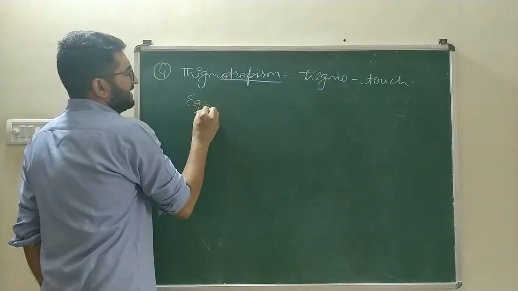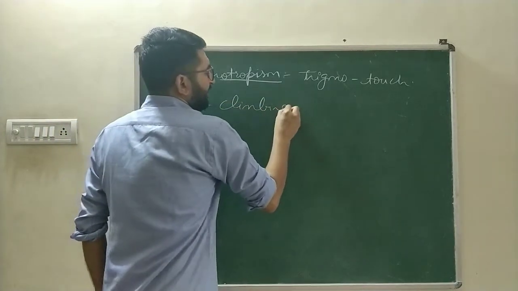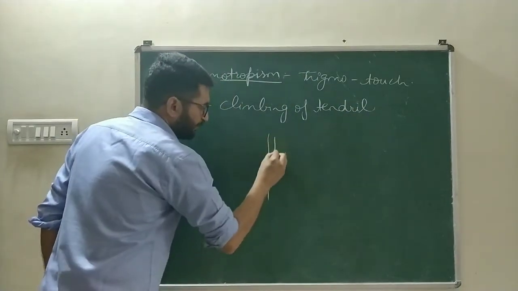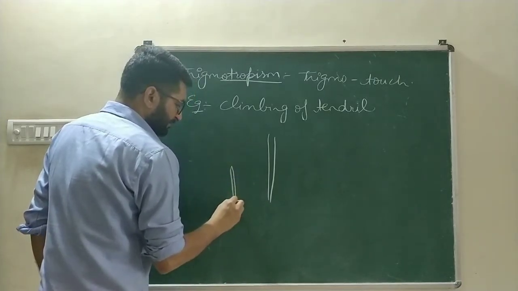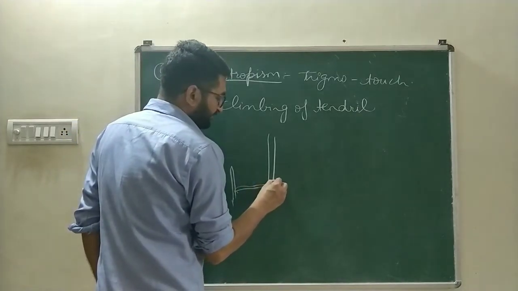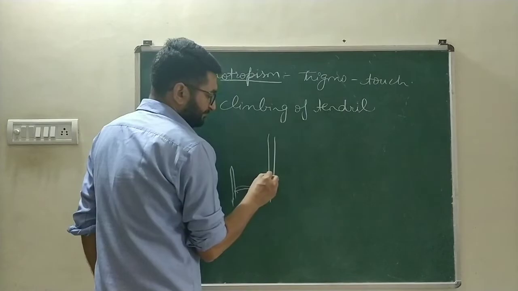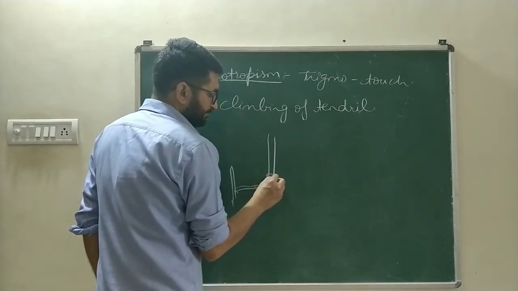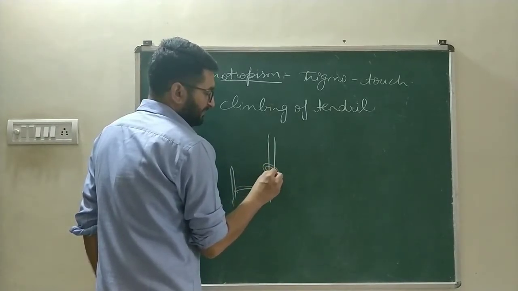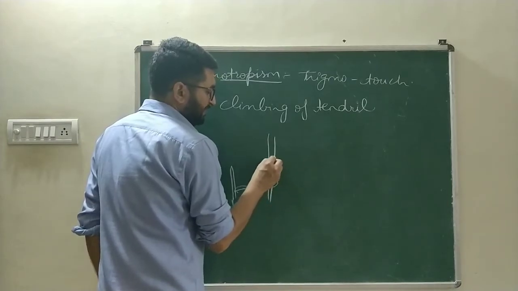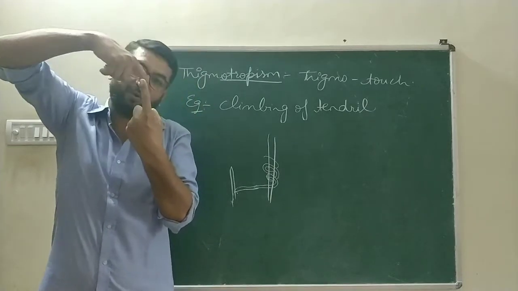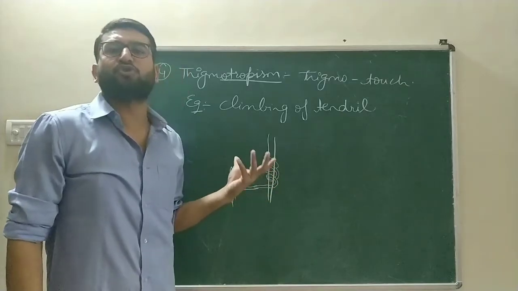Example is climbing of a tendril. Suppose this is the support and there is a plant whose tendril tends to climb around it. So that is the tendril which is climbing around it. Suppose this is the support, that tendril climbs over it, around it. That is the example of thigmotropism.